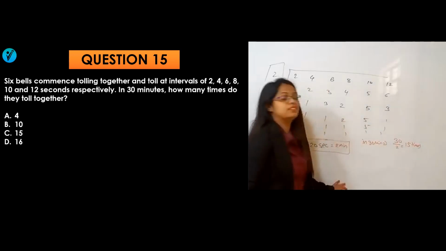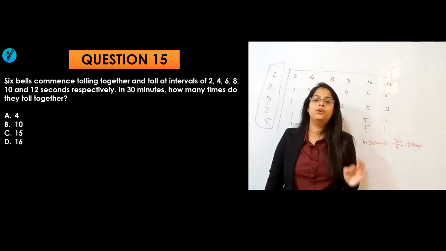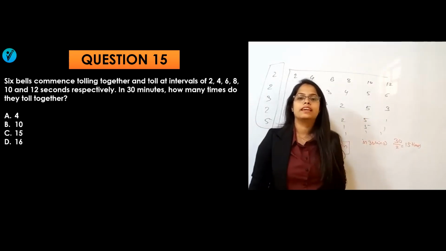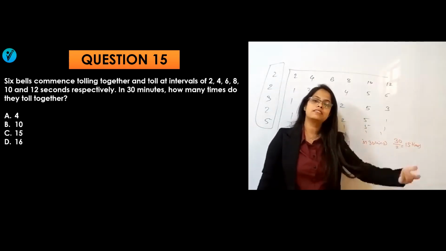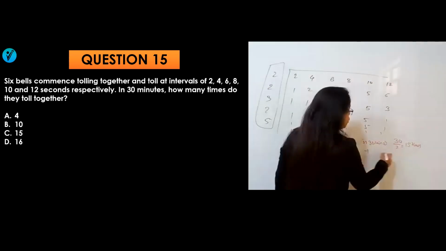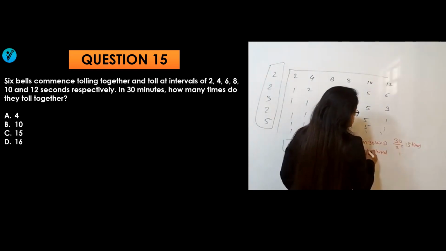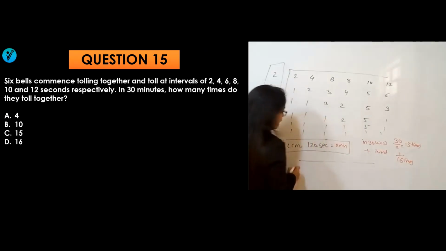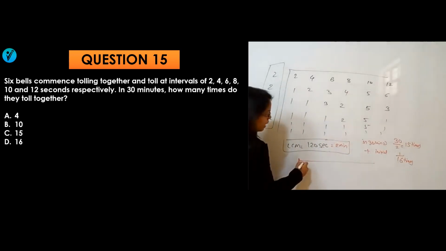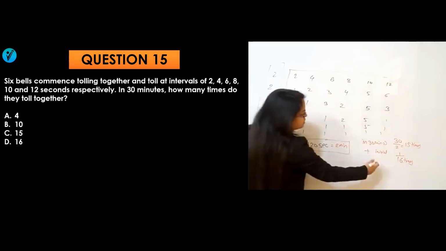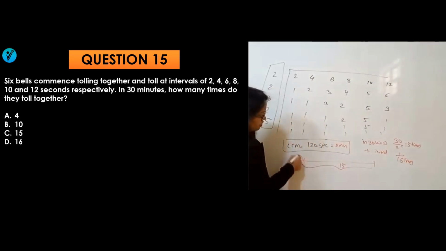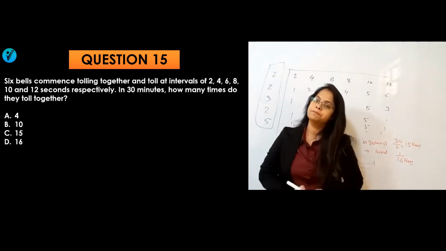Is it? But the answer is not 15. In 30 minutes, they will toll 15 times together. But at the initial start, at 0 seconds, they had tolled together. So that initial one, plus 1. So plus 1 means the total will be 16 times they will toll together. Getting this concept? Suppose this is the total line. At 0 seconds, they toll together, all of them. Then after 2 minutes, again they toll together. Up to this 30 minutes, they will toll 15 times plus this initial one time. So the total of 16 times will be your answer.